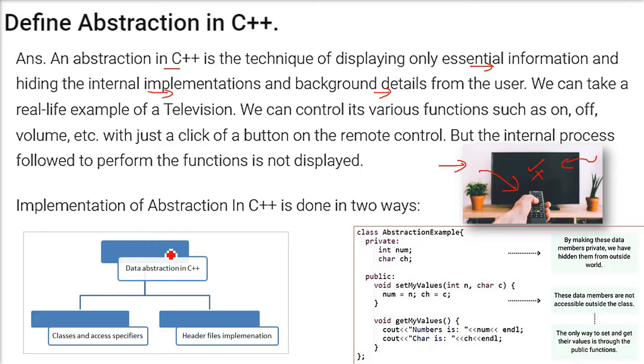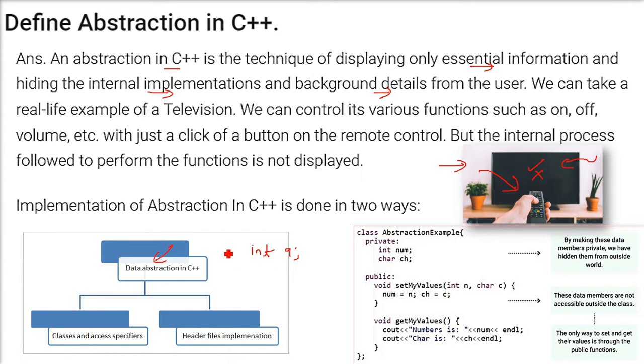So implementation can be done in two ways. Data abstraction in C++ can be done using the class and access specifier. I'll just give an example. And header files implementation. You can also make an abstract class. That is also possible. There are multiple ways.